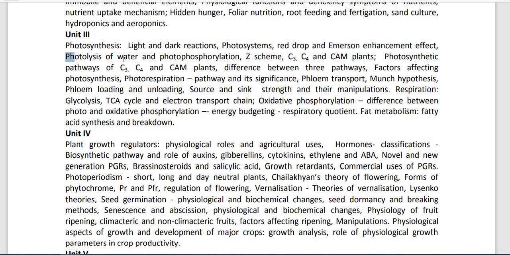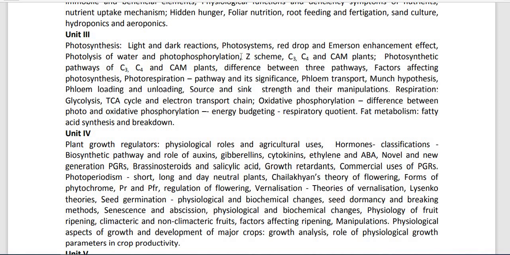And coming to the photolysis of water, you have to know how much water enters and how many electrons are released, how much electron, hydrogen and oxygen is produced per amount of water entering the cell. Also some mineral nutrients are involved in the photolysis of water, like Mn and Cl minus. So you have to clearly know what is photolysis of water.